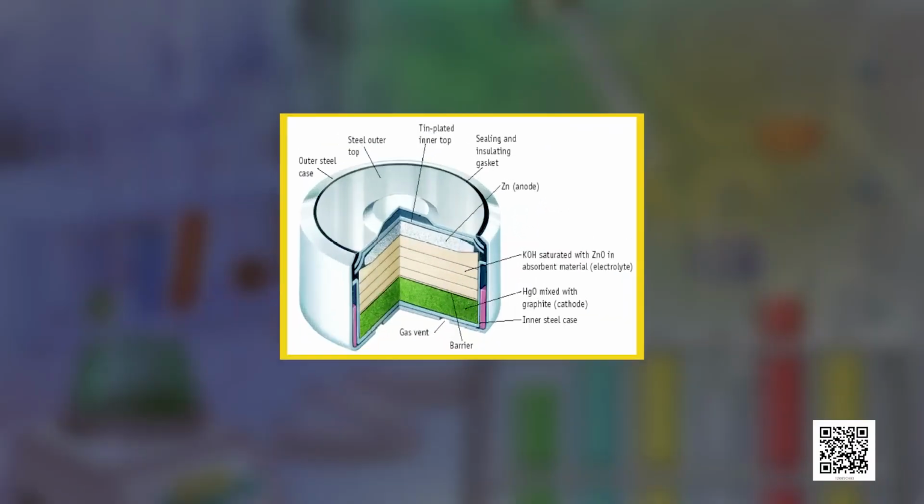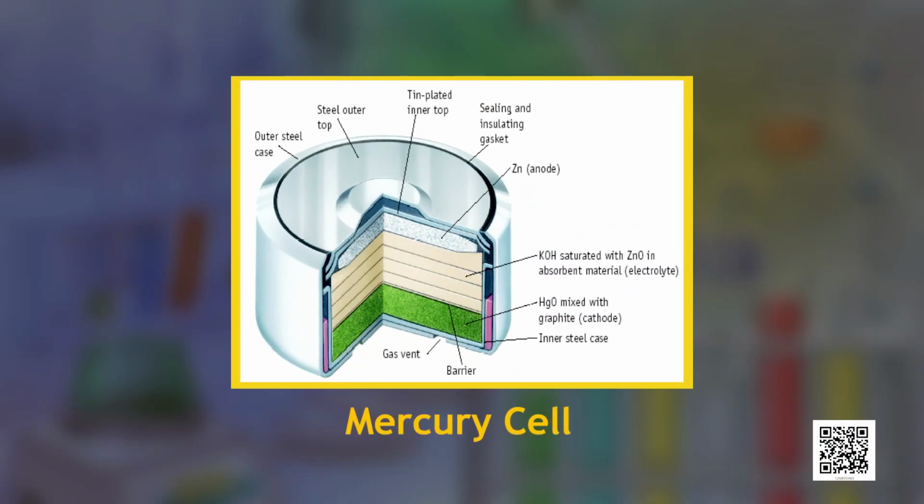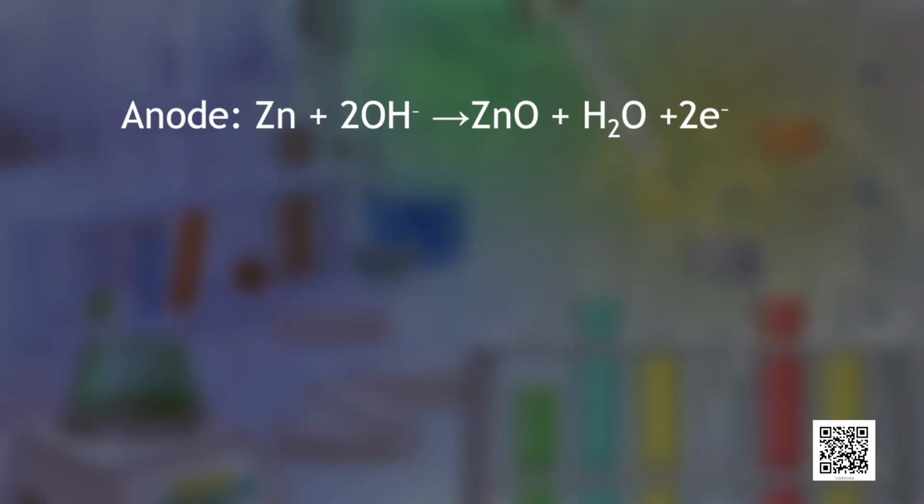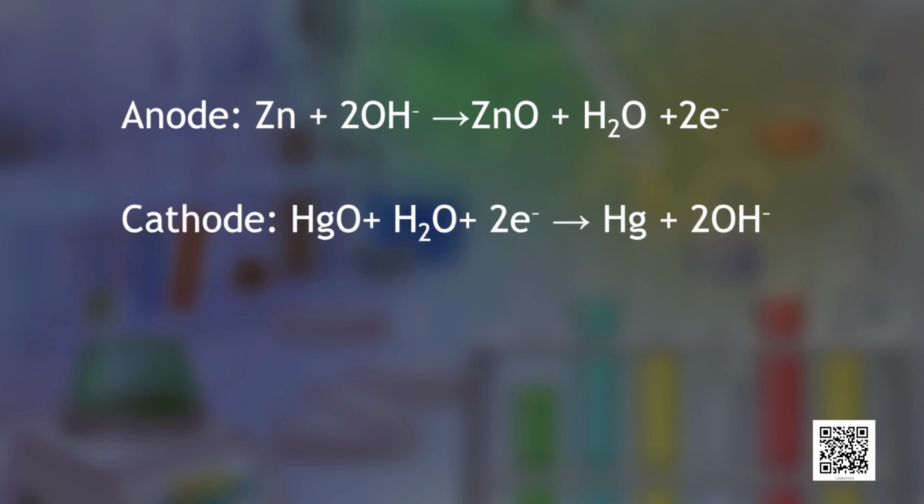Let us talk about another example of a primary cell, which you must have seen in hearing aids and watches. These are called mercury cells. It consists of zinc-mercury amalgam as anode and a paste of mercury oxide and carbon as the cathode. The electrolyte is a paste of potassium hydroxide and zinc oxide. The electrode reactions for the cell are: at the anode, zinc reacts with hydroxide ions to give zinc oxide and water with the loss of 2 electrons, while at the cathode, mercury oxide reacts with water and gains the electrons to form mercury with hydroxide ions.